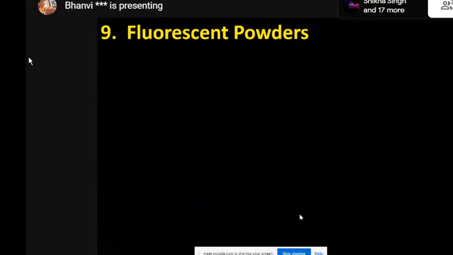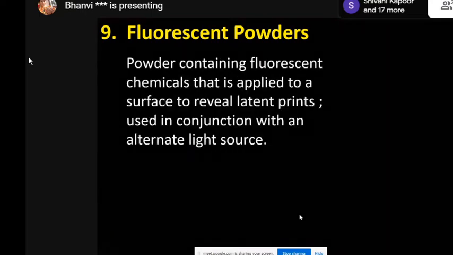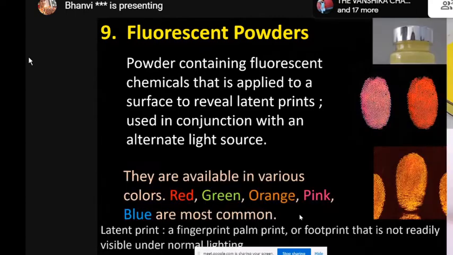Next is fluorescent powders. Powder containing fluorescent chemicals that, if applied to a surface, reveal latent prints, used in conjunction with an alternate light source. These are present in multiple colors. They are available in red, green, orange, pink, and blue.